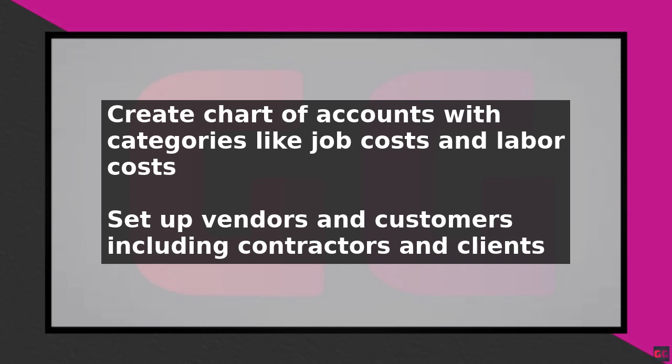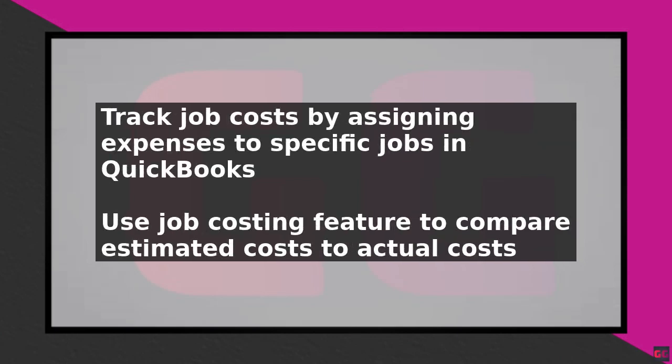invoices. To track job costs, create a new job in QuickBooks and assign expenses to it as they are incurred. This can include labor costs, materials, and equipment expenses. You can also track progress invoices and payments from clients to ensure you are getting paid for your work. Use the job costing feature to compare estimated costs to actual costs and make adjustments as needed.